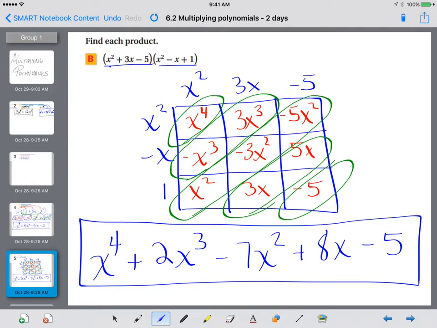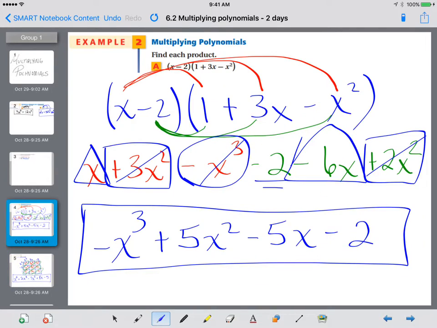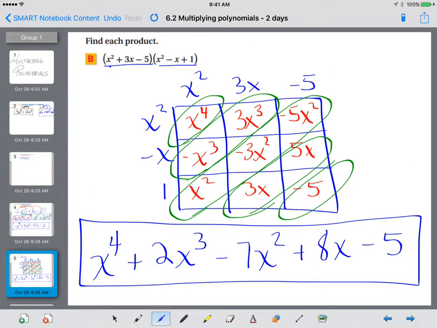So you choose your method. You can either use our distributed method, or you might call this foiling, or you can use our box method when we multiply polynomials.